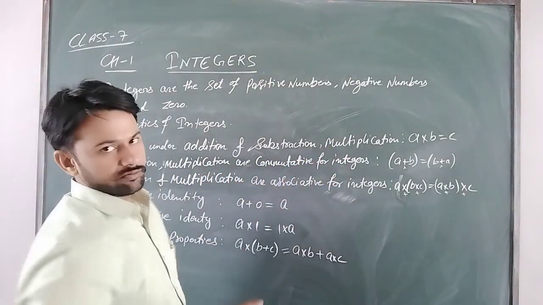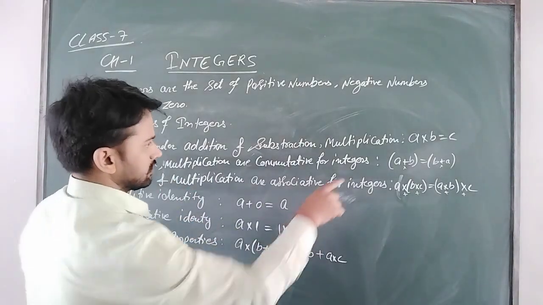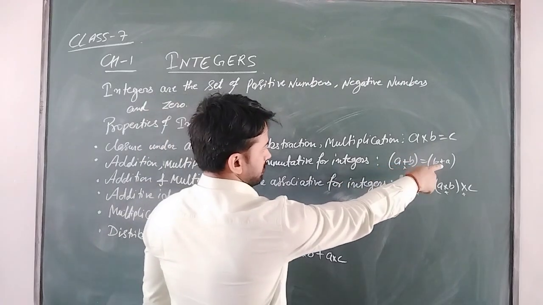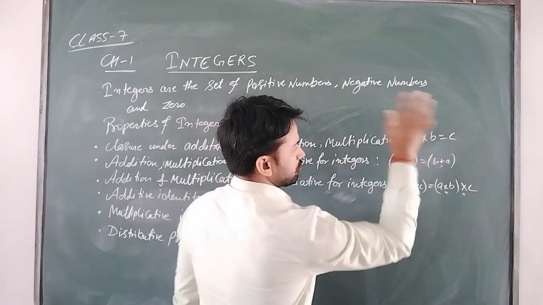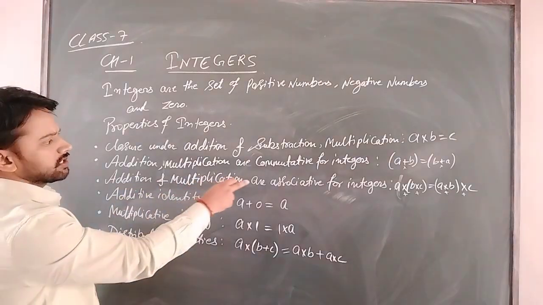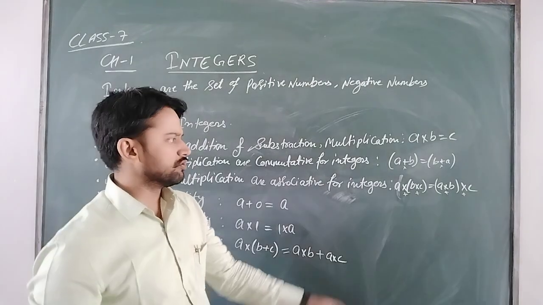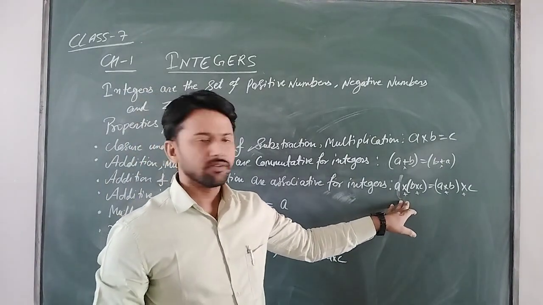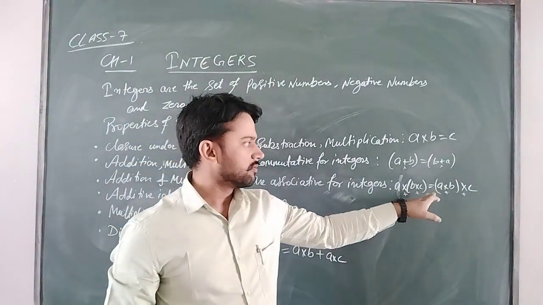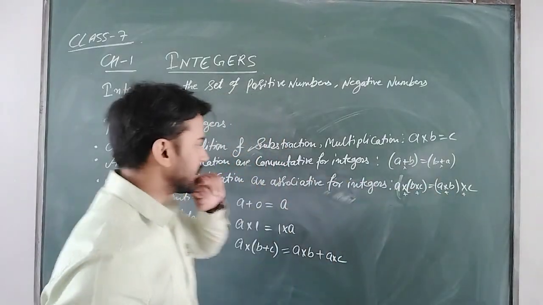are commutative, means they show the commutative property in addition and multiplication. That is a plus b is equal to b plus a or a into b is equal to b into a. Okay. Addition and multiplication are associative for integers. What is associative property? I have told you that there are the three numbers, a into b into c. You can firstly multiply b into c or a into b.